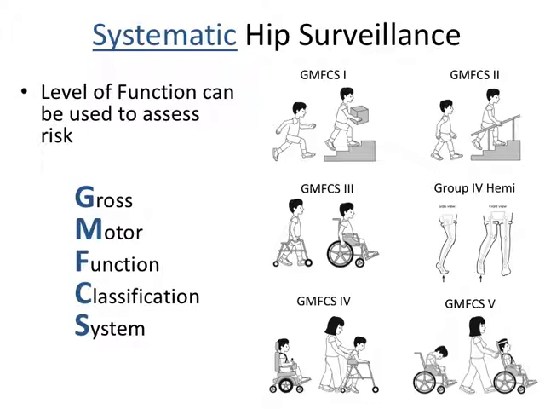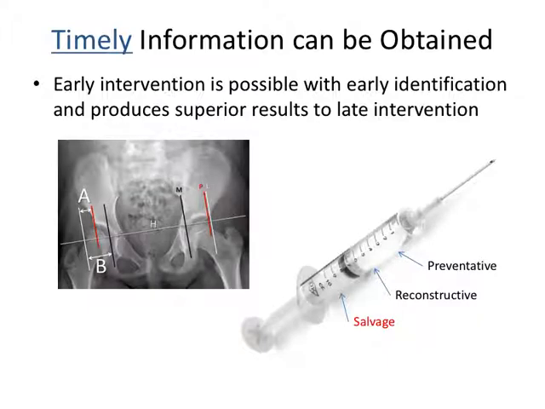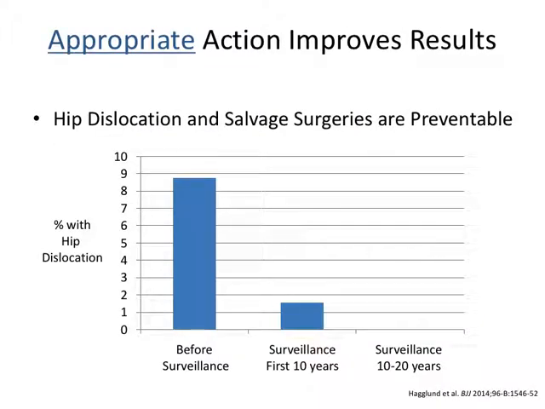So just to review, we can be systematic with our application of GMFCS. We can use any of these guidelines, but here in America, I think we ought to seriously consider banding together and all using the CP Academy guidelines, and that the timely information with hip migration percentage as our guide, as well as the child's functional level, can allow us to do more preventative surgeries and maybe fewer reconstructive surgeries, and hopefully very little, if any, salvage surgeries. And that can substantially improve the results over time, and we may see similar results in California.